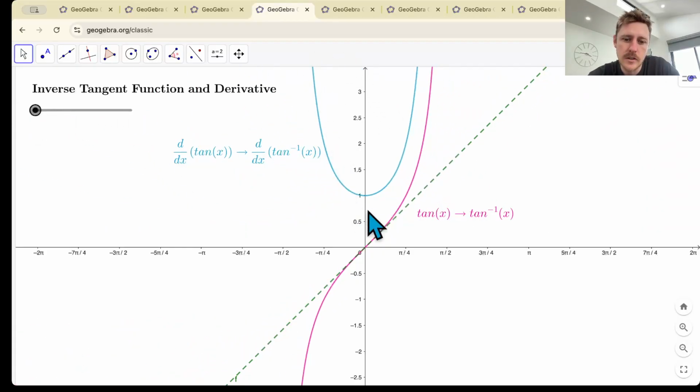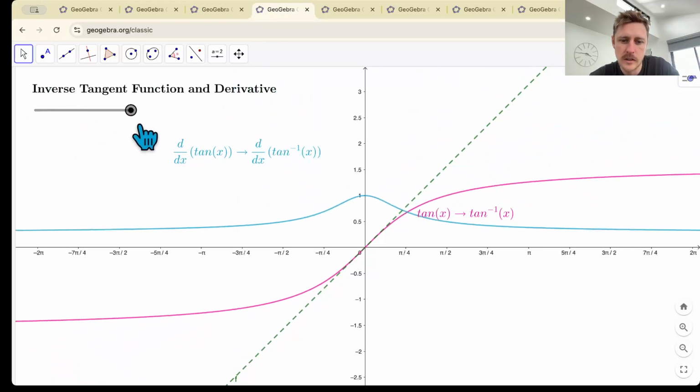And if we take it back, this graph here is the derivative of tan. As we transform it, it becomes the derivative of tan inverse of x, which looks like this. Which looks kind of nice, I think. Looks like a bit of a bell curve, doesn't it? So I think that's interesting.